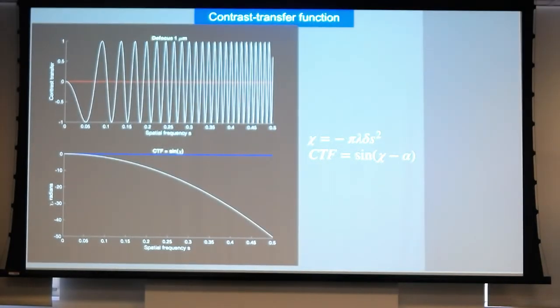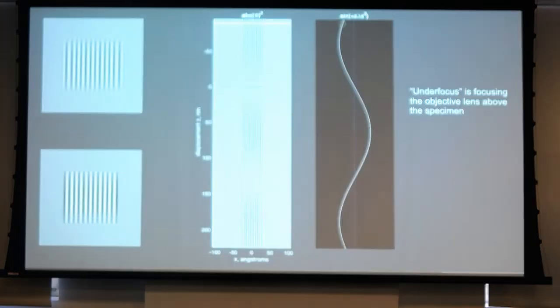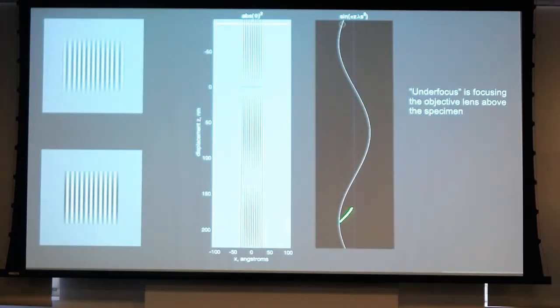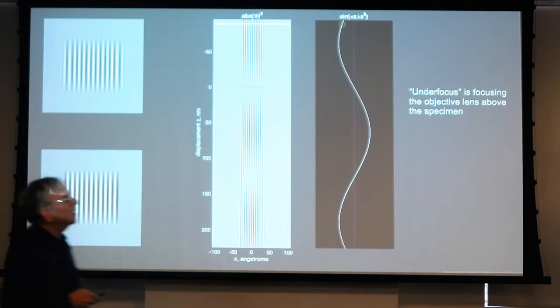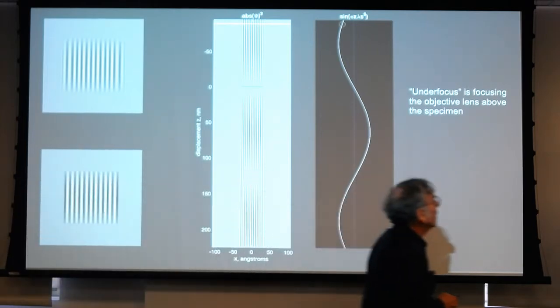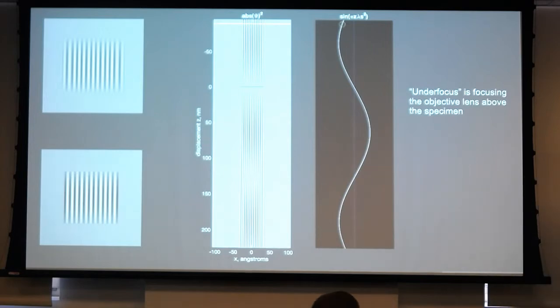Okay, so what I plotted here, of course, is the intensity as a function of distance below here, and I'm making use of the fact that this sine function depends on the position. But the other way we can think about it is how the sine function depends on the focus.